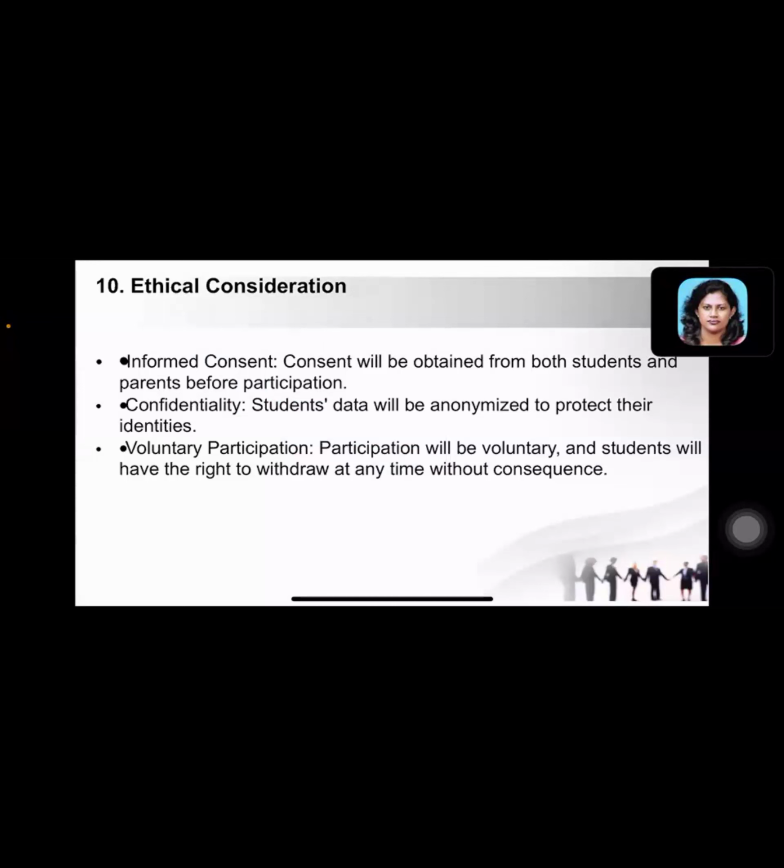This is the ethical consideration. Informed consent will be obtained from both students and parents before participation. I already took permission from parents. And confidentiality: students' data will be anonymized to protect their identities. I will not reveal the identity of students. And participation will be voluntary, and students will have the right to withdraw at any time. As I have more than 20 students, if one withdraws at any time, I can take other students.